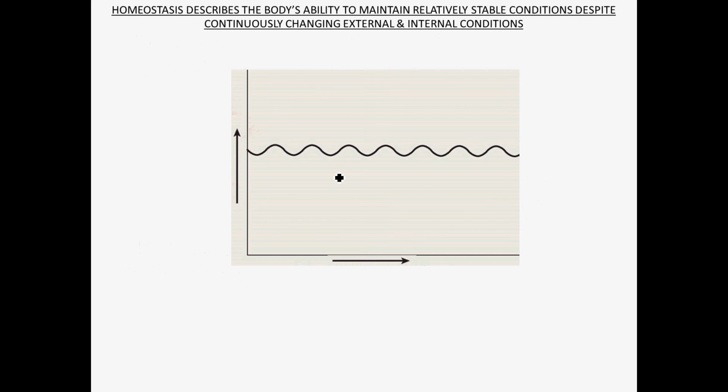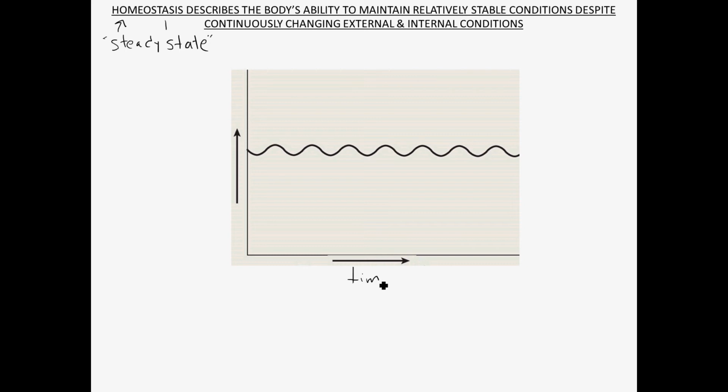Right, so homeostasis, first and foremost, describes the body's ability to maintain relatively stable conditions despite continuously changing external and internal conditions. If you look up the roots of homeo and stasis, it is the idea that the body is going to maintain a steady state. Not that it's going to be exactly the same the entire time, but this graph is a good visual image of what's going on.